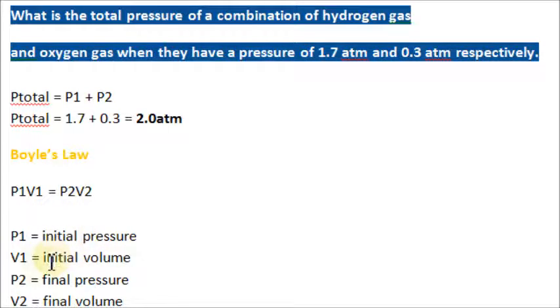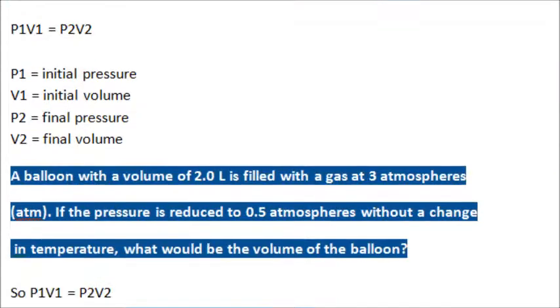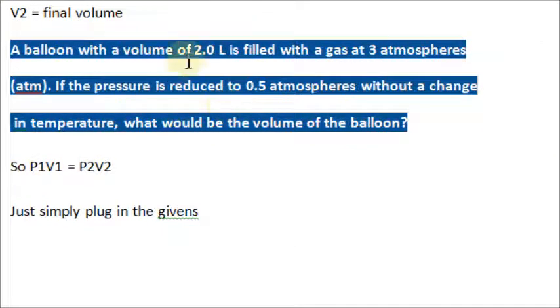P1 is initial pressure, V1 is initial volume, P2 final pressure, V2 final volume. Example: a balloon with a volume of 2.0 liters is filled with a gas at 3 atmospheres. If the pressure is reduced to 0.5 atmospheres without a change in temperature, what would be the volume of the balloon? So P1 times V1 equals P2 times V2. Plug in the givens. In this case, V1 is 2, P1 is 3, P2 is 0.5, and what we're trying to find is V2.